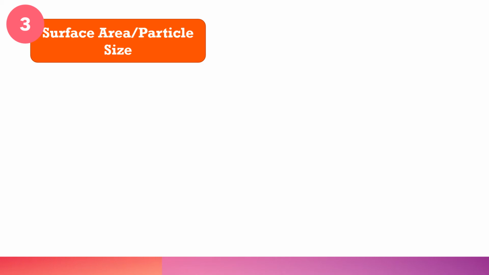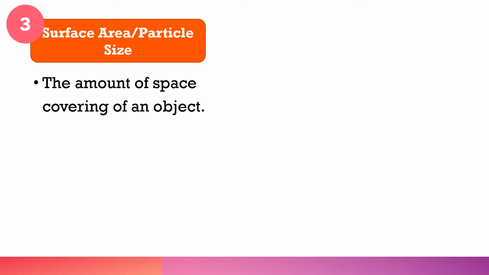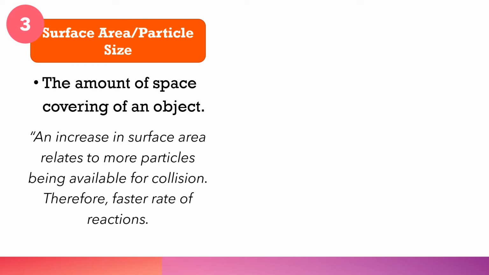The third factor affecting the chemical reaction is surface area or particle size. This is the amount of space covering an object. If we relate this to the collision theory, an increase in surface area means more particles are available for collision. Therefore, a faster rate of reaction is expected.